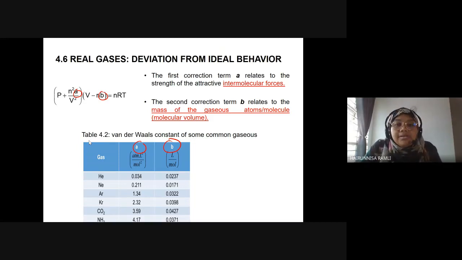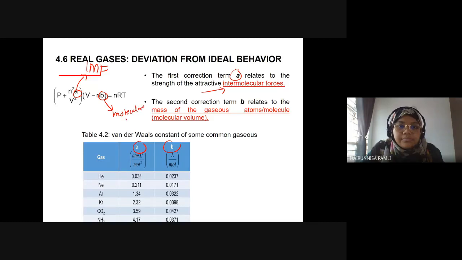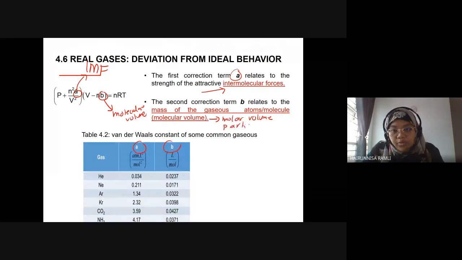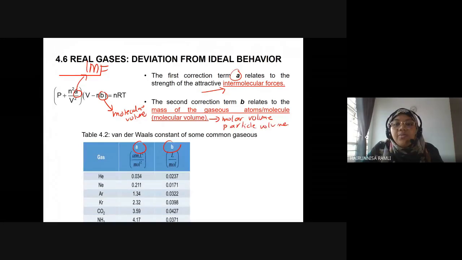Okay. So this constant pula is correlated or relates to, for A for example, it relates with the intermolecular forces. So maksudnya A ni correction untuk intermolecular forces, while B the correction for the molecular volume. So what is the molecular volume? Sometimes ada certain buku disebut molar volume, ada certain buku disebut particle volume, ada certain lagi disebut volume of the gas. Sama lah tu. Sebenarnya volume particle tu.